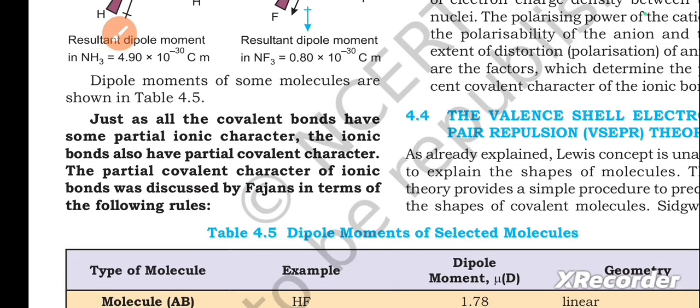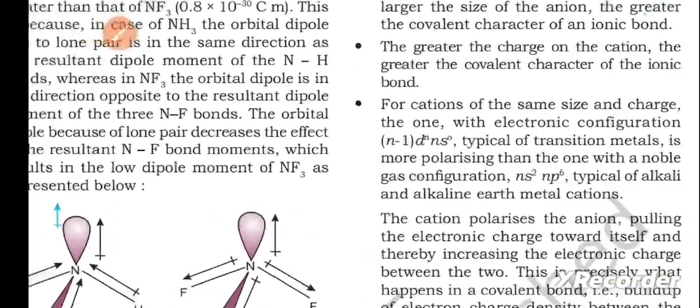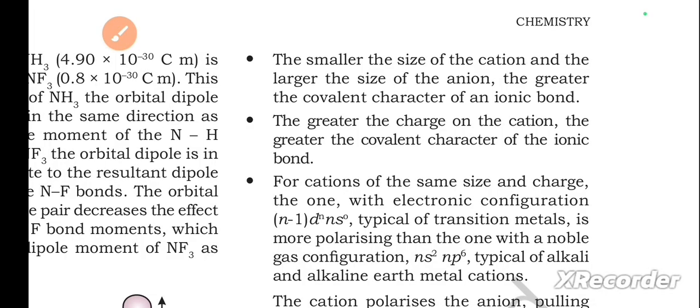Just as all the covalent bonds have some partial ionic character, the ionic bonds also have partial covalent character. The partial covalent character of ionic bonds was discussed by Fajans in terms of the following rules. First, the smaller the size of the cation and the larger the size of the anion, the greater the covalent character of an ionic bond. Second, the greater the charge on the cation, the greater the covalent character of the ionic bond.